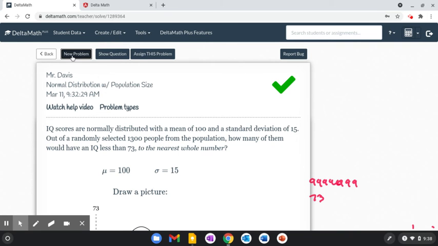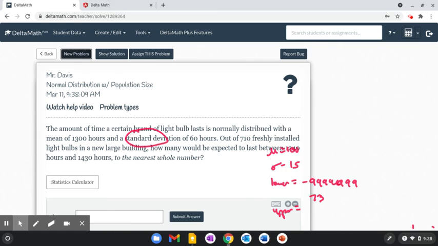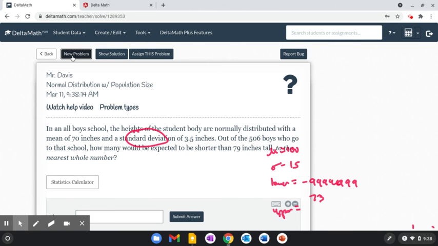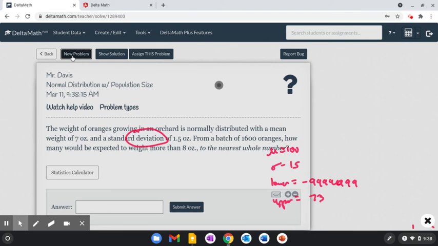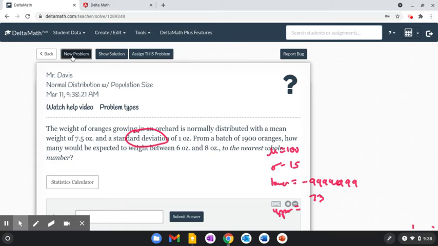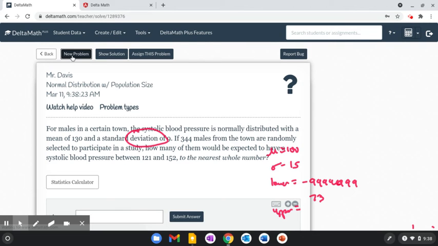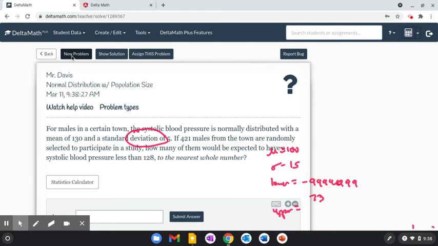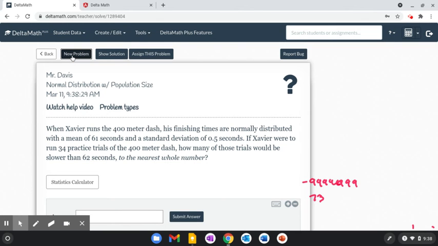All right, and then actually I wanted to show you one other one real quick. And that was one of these race questions. If I can find one. Oh, shoot, that was it, and I skipped it. Okay, perfect. This is what I'm looking for.